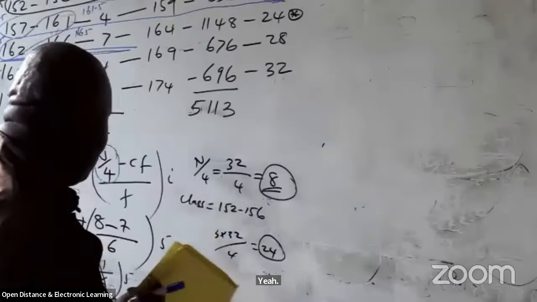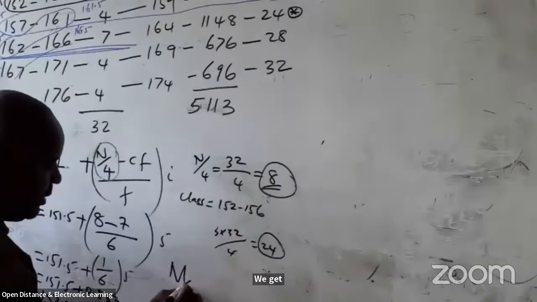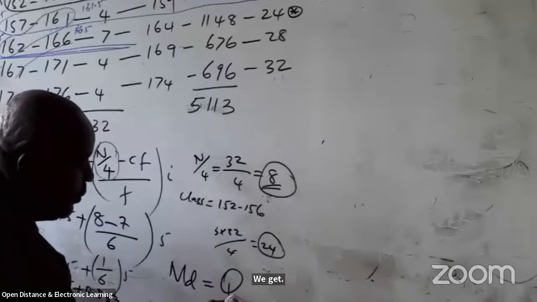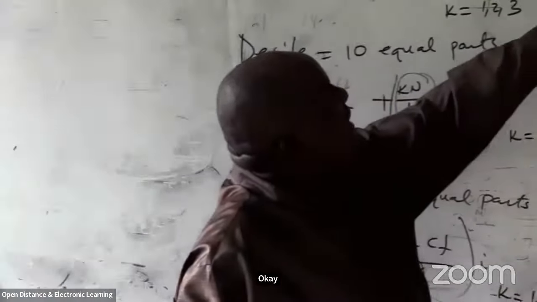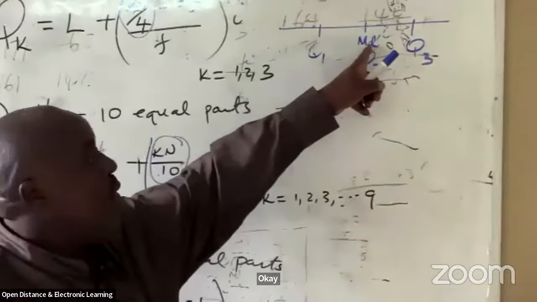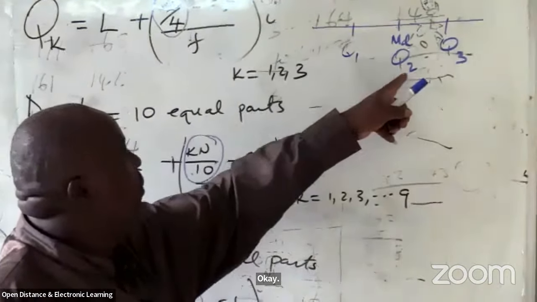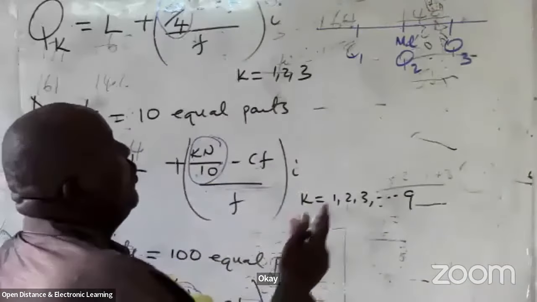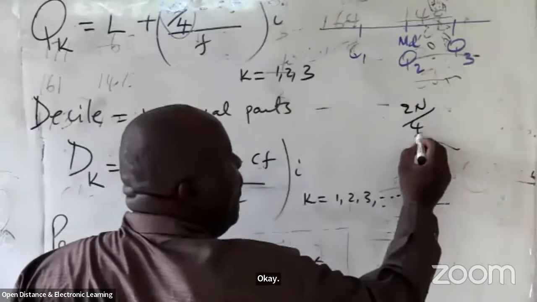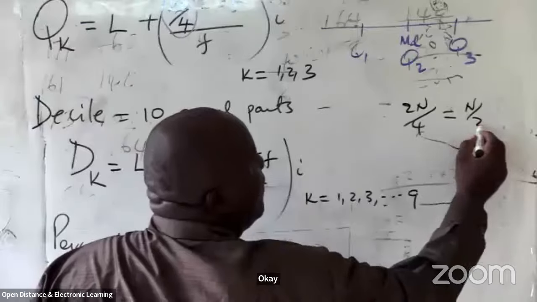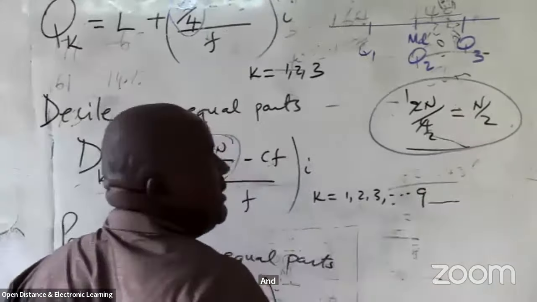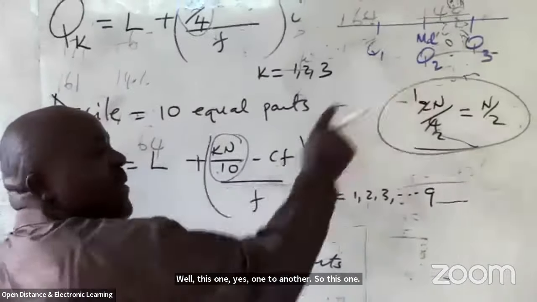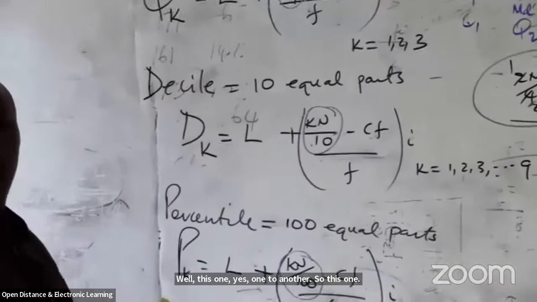With time, you will notice that the median will be equal to the Q2, and you can see it even from here. This divides the set of data into 2. When you are talking of the Q2, our k is 2. So 2n over 4 will give you n over 2. So the median is normally the Q2 for that matter.